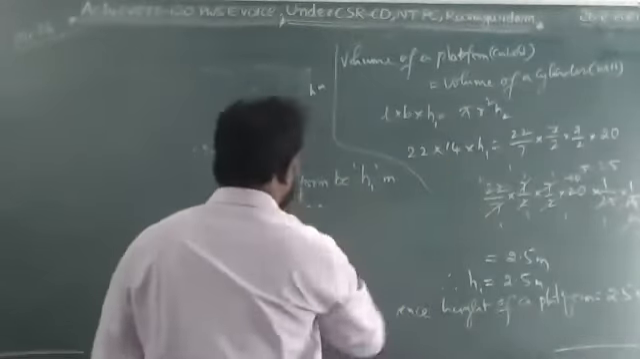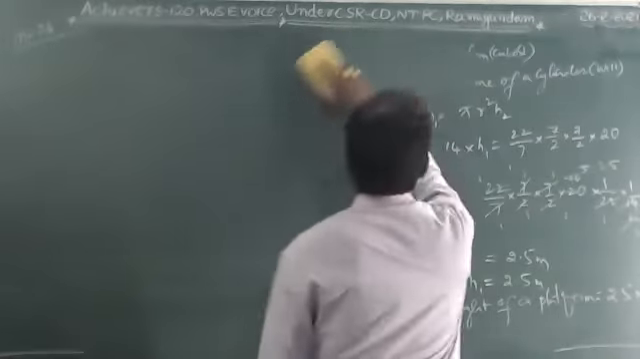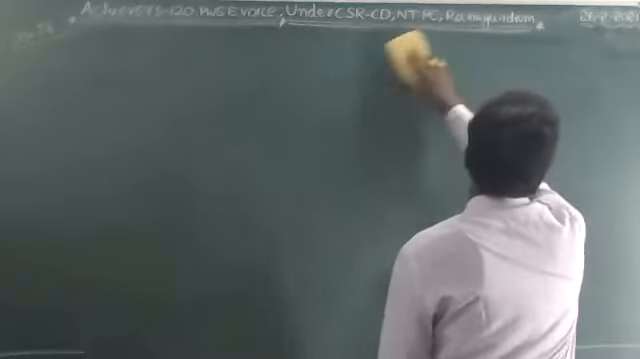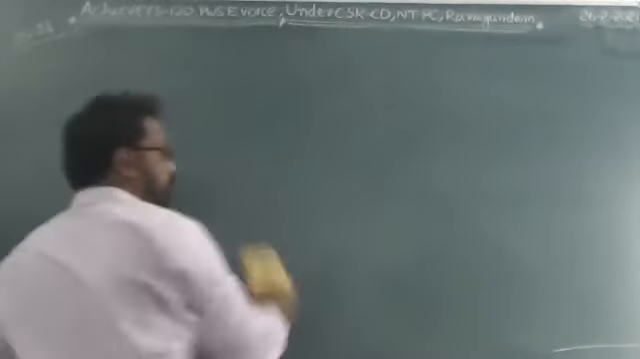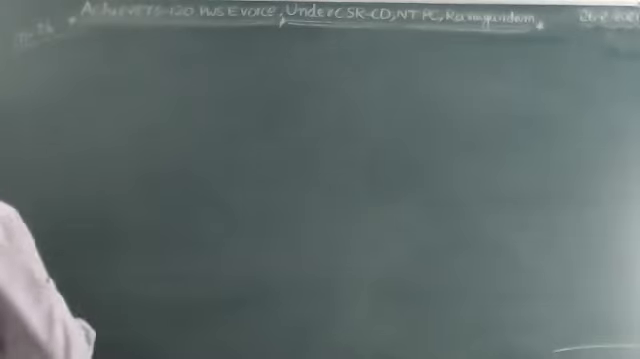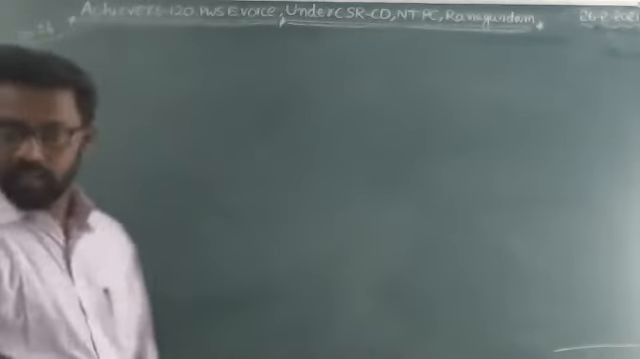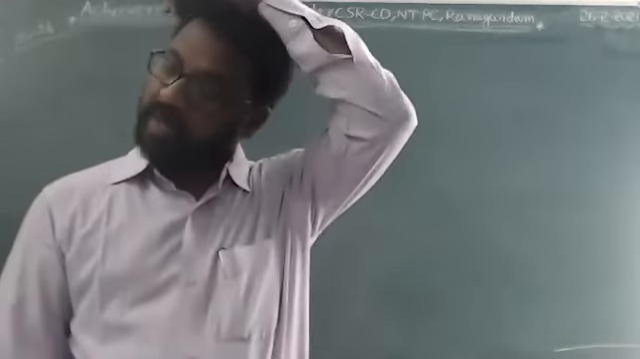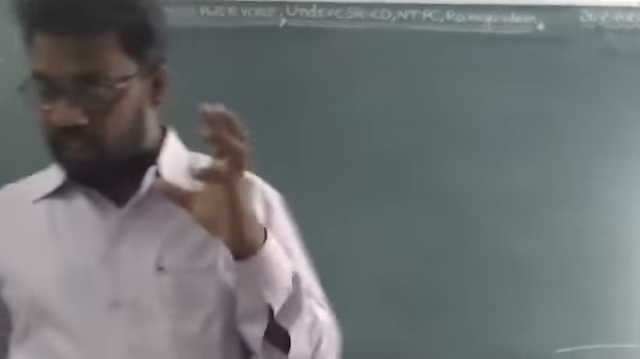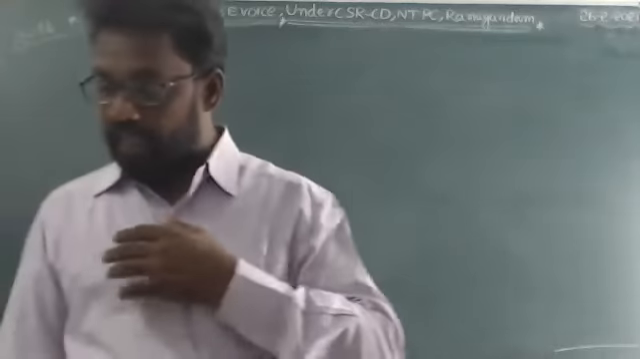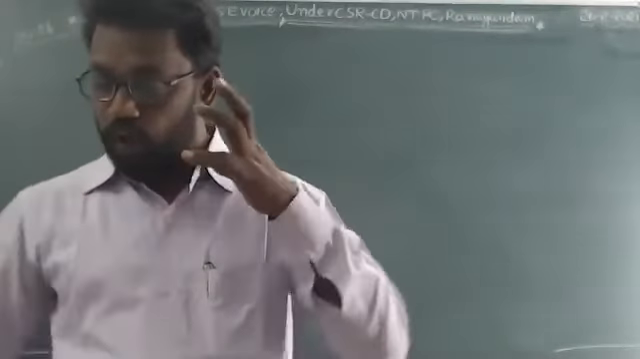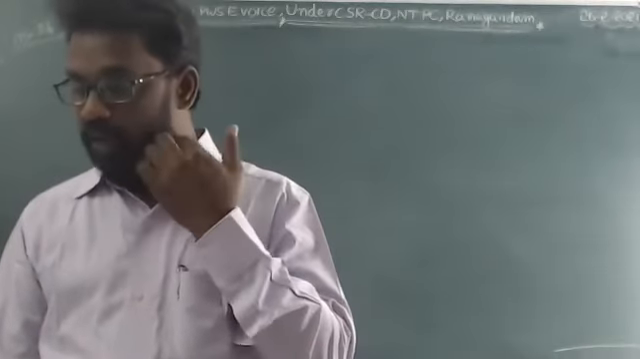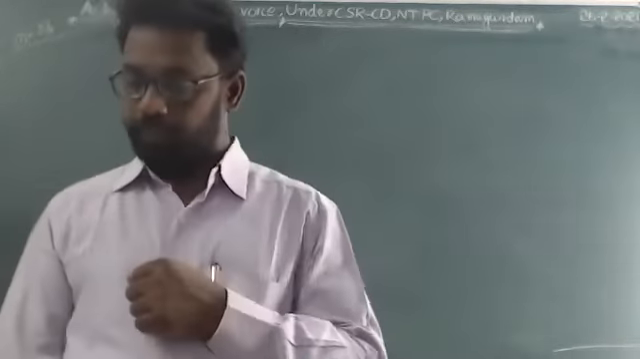We'll see one more question, the last problem of 10.4. A solid metallic sphere of diameter 28 centimeters is melted and recast into a number of smaller cones, each of diameter 4 2/3 centimeters and height also given. So how many cones are formed?